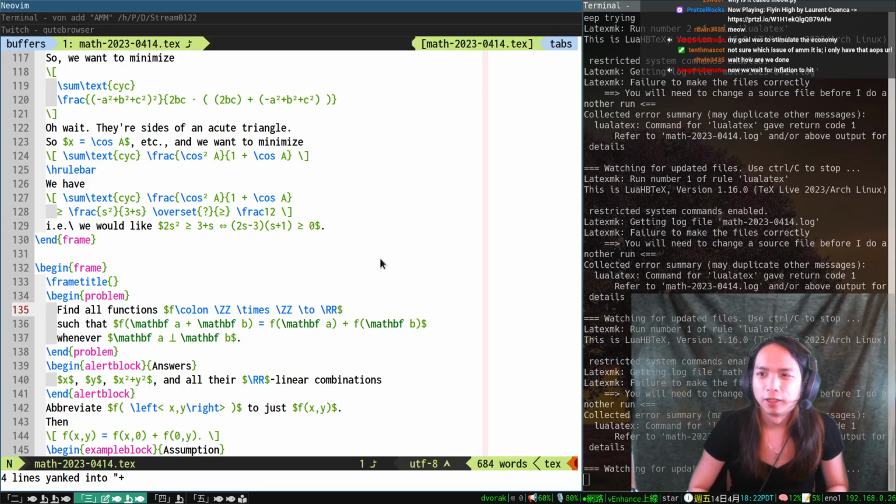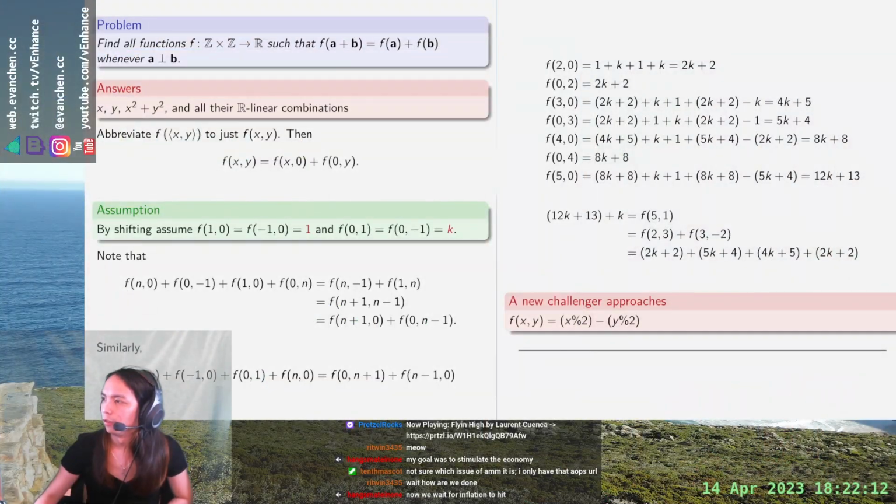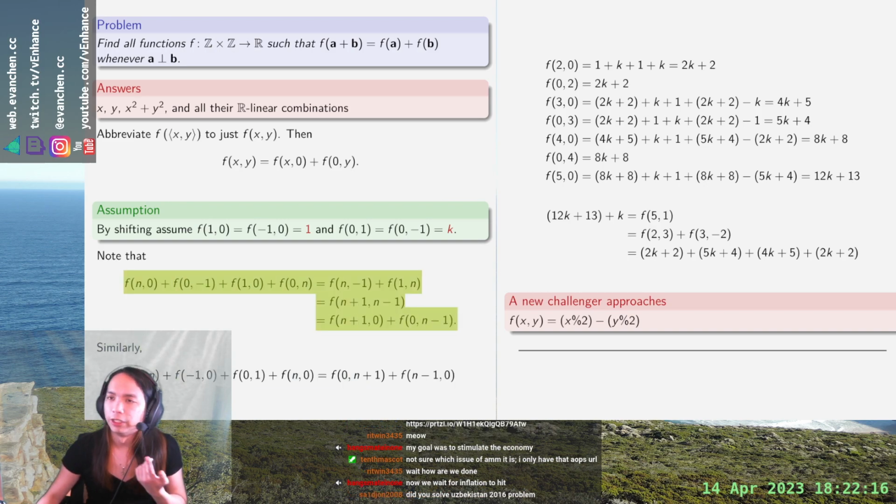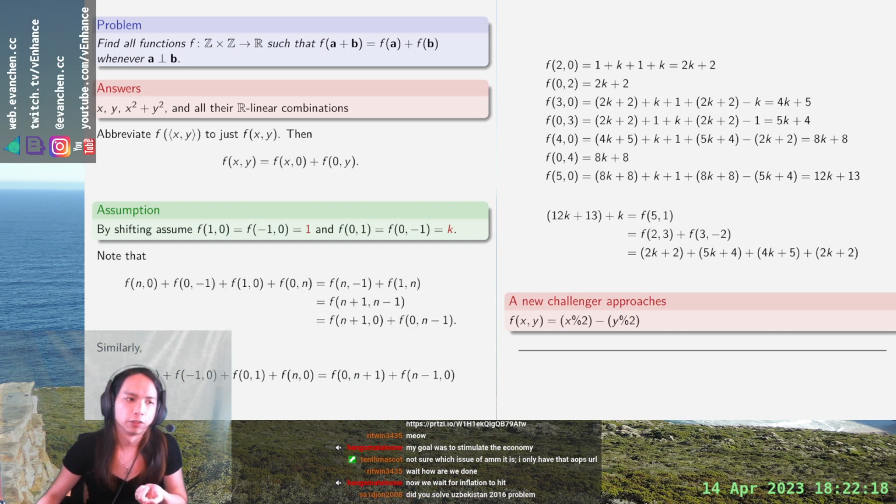How are we done? Because we found 4 linearly independent solutions, and this recursion implies that 4 initial values are enough to populate the entire function. Did you solve the Uzbekistan? Yes.